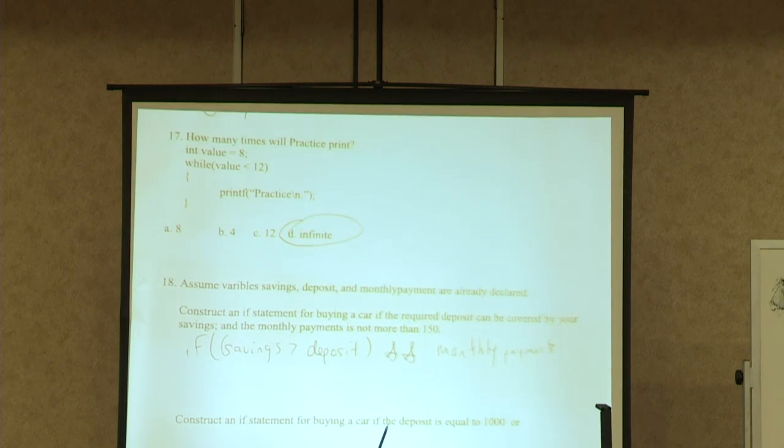If savings is greater than deposit and monthly payments is less than 150. Does everyone agree with that? Less or equal to. Yep. Perfect. He got it. So it has to be not more than 150. It can be 150, but not more than that. So you're going to have the equal sign.